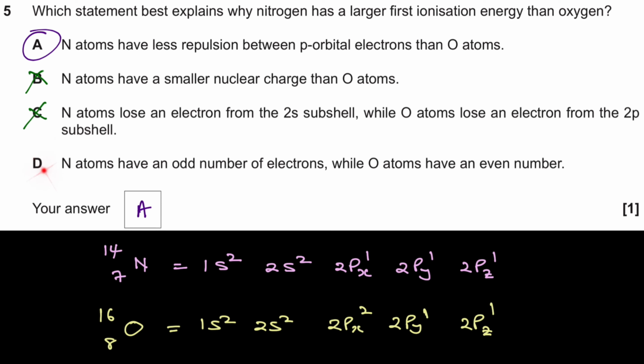The final one is D. The nitrogen atom have an odd number of electrons, while oxygen atom have an even number, but that's got nothing to do with the first ionization energy. And also we know that it increases diagonally. D is not true. The only true answer is A.